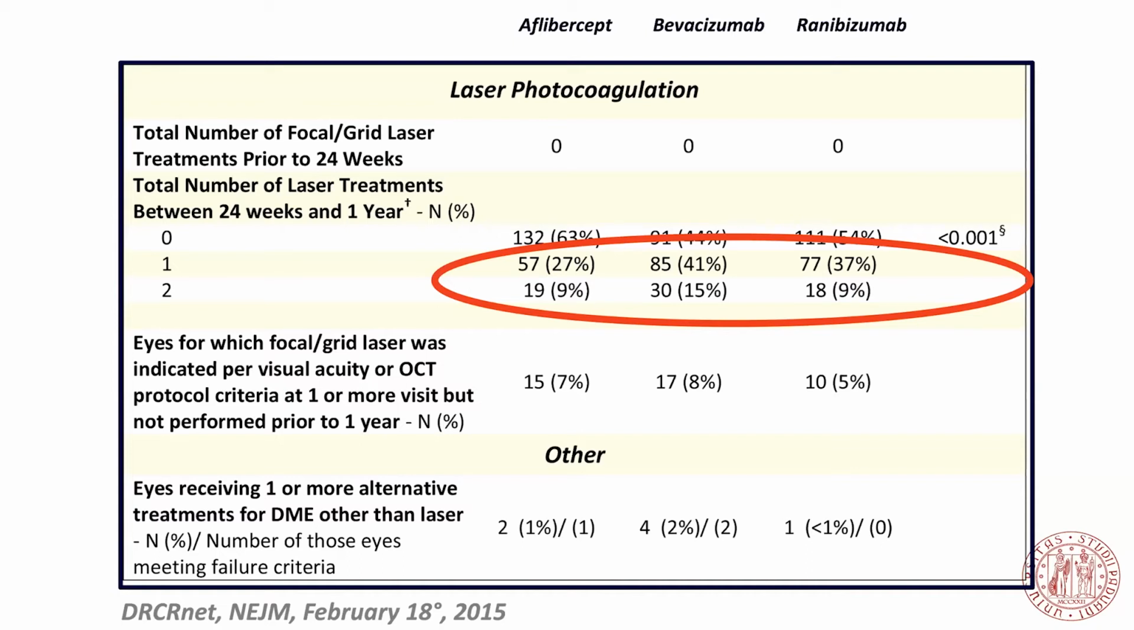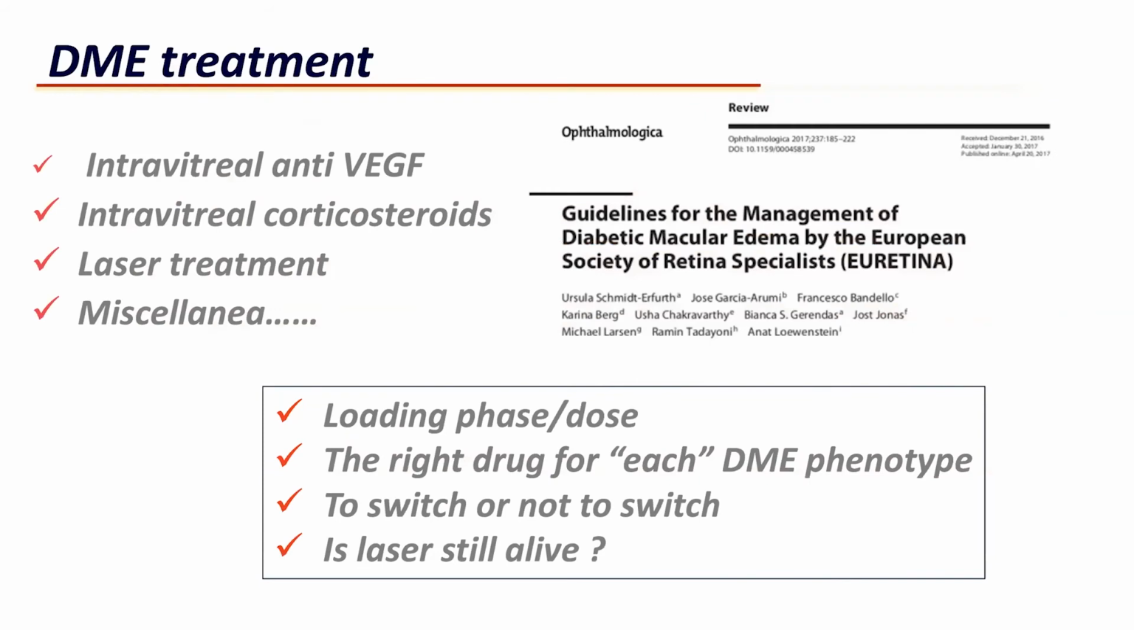In any case, it was at the discretion of the investigator to use as rescue treatment what? Laser. How many patients underwent laser treatment during the study? 50%, meaning that clinicians facing the monthly injections of anti-VEGF drugs were still using in 50% of cases standard laser treatment, the poor laser treatment, for trying to resolve macular edema.